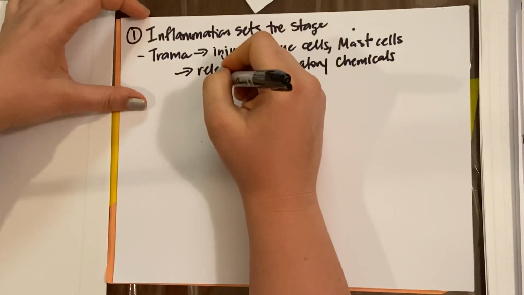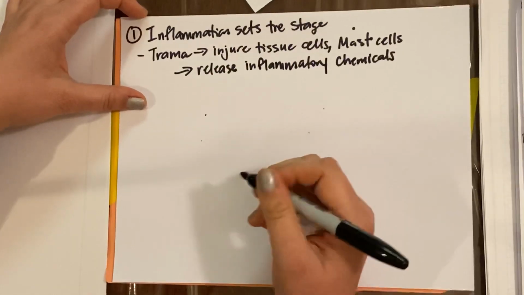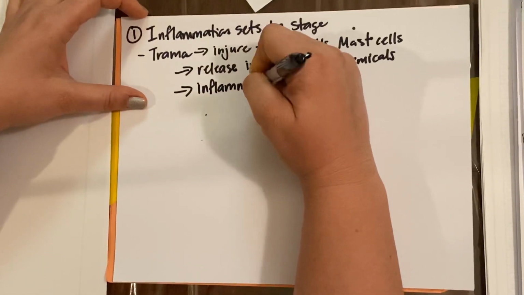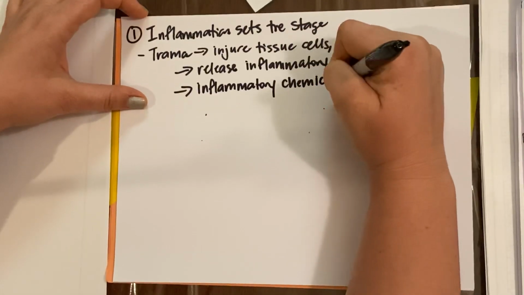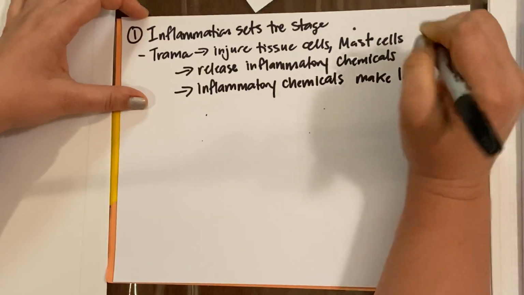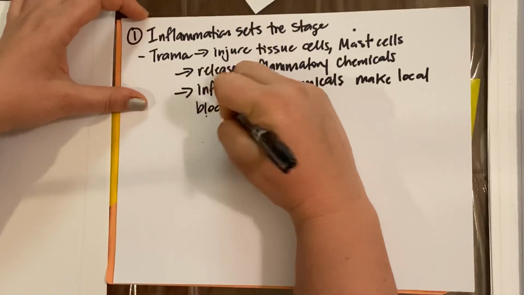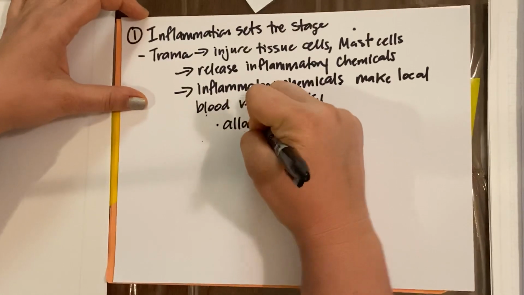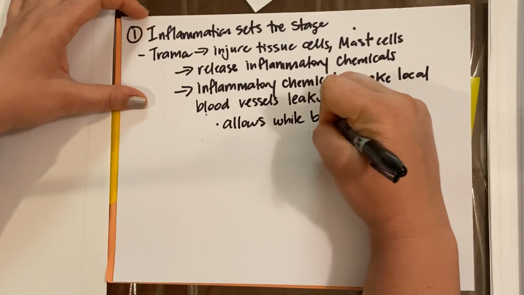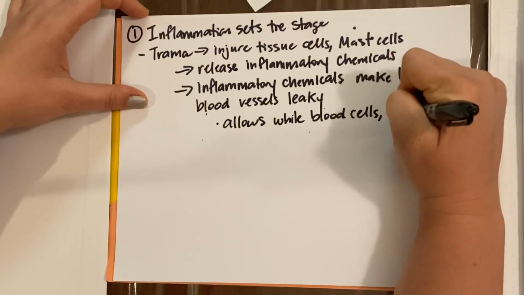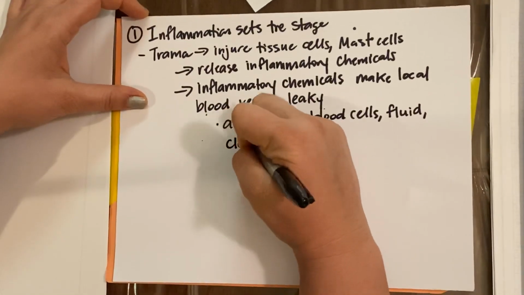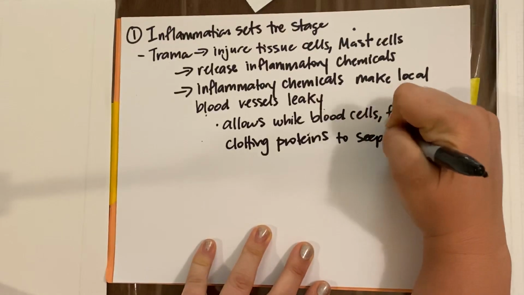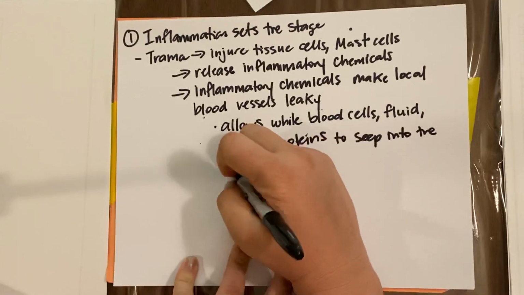What those inflammatory chemicals will then do is make the local blood vessels become leaky. So inflammatory chemicals make any blood vessels in the local area leaky. What this does is it allows white blood cells, fluid, and clotting proteins to seep into the injured area.